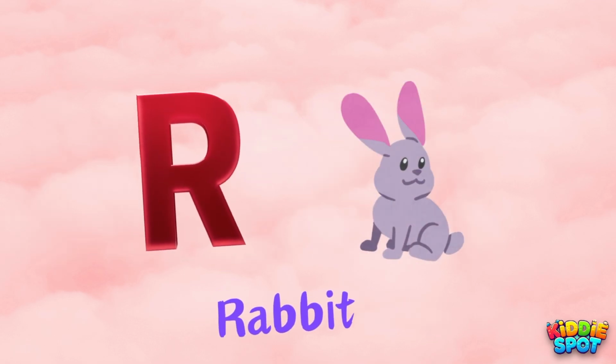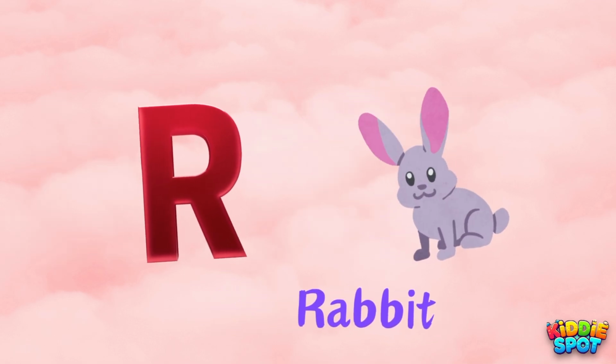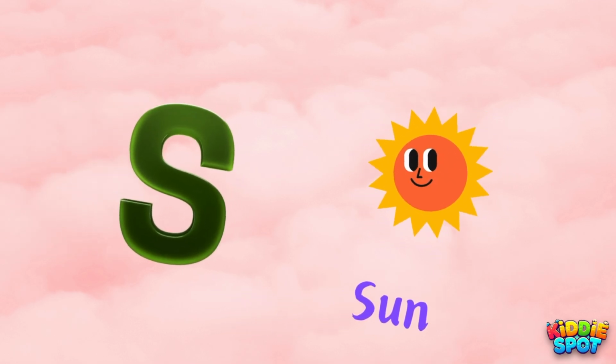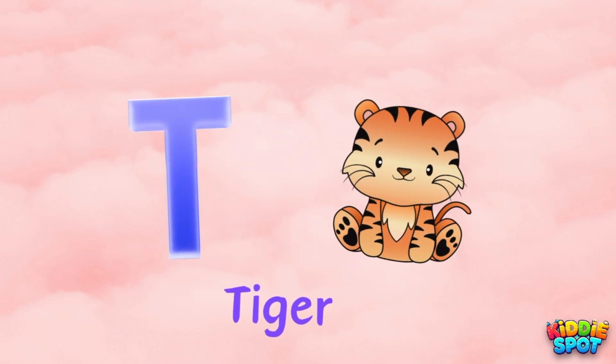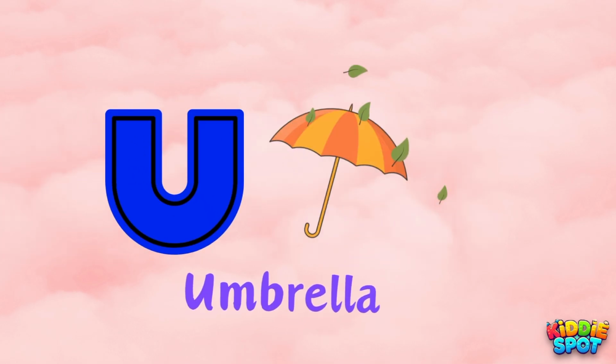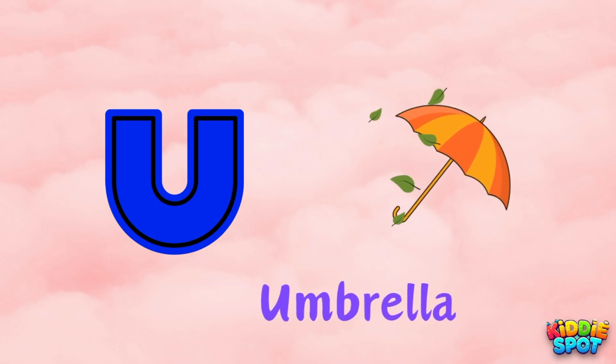R is for rabbit, R, rabbit. S is for sun, S, sun. T is for tiger, T, tiger. U is for umbrella, U, umbrella.